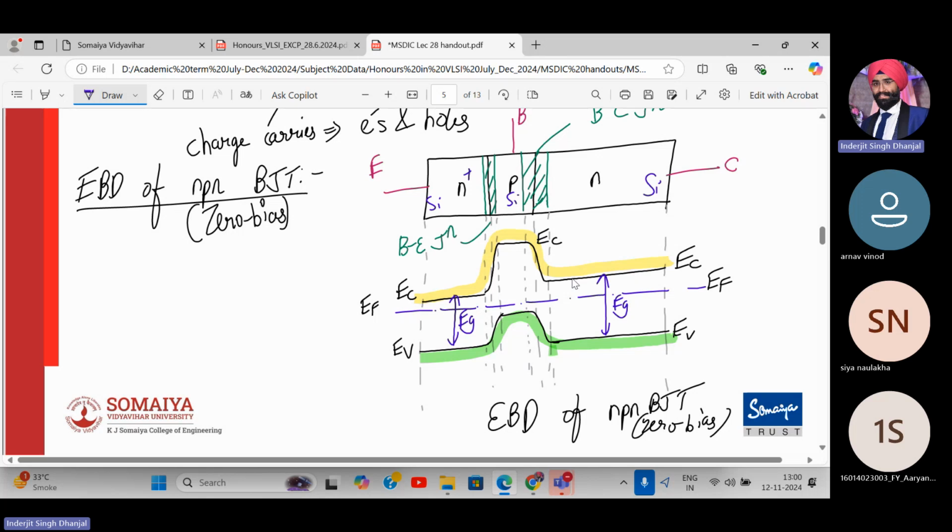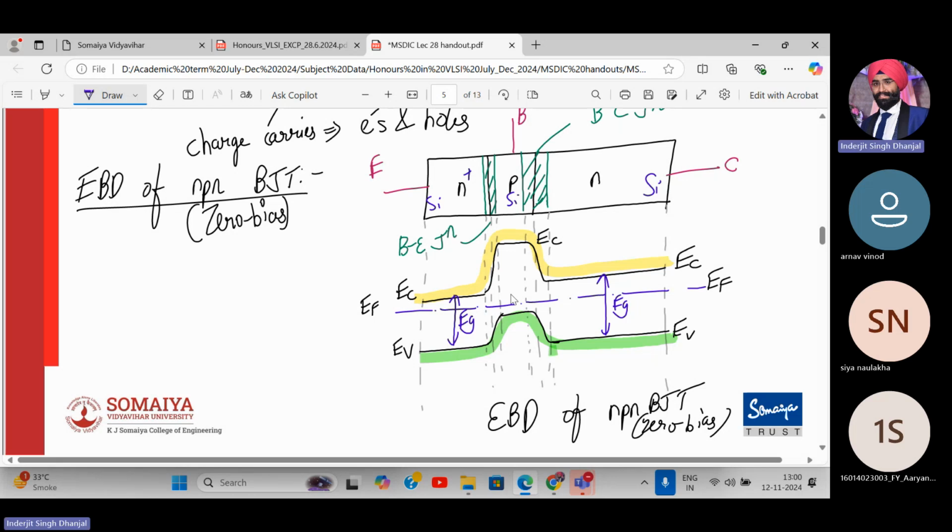This also, why? Because it is lightly doped. The emitter is heavily doped, so its conduction band will be closer to the Fermi level, whereas over here it will be slightly away from the conduction band, indicating a less N-type material. But the mistake I've made is that I've drawn them on the same level. This should be slightly above, so that EG remains the same throughout. Understood? So here also EG is the same. Completed.